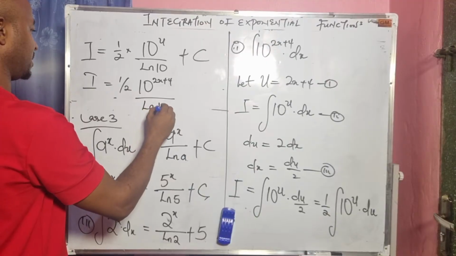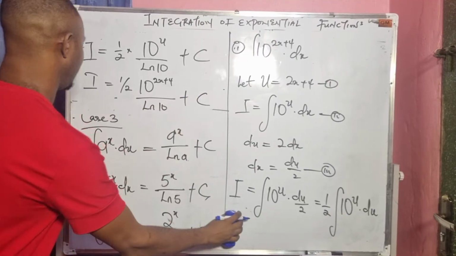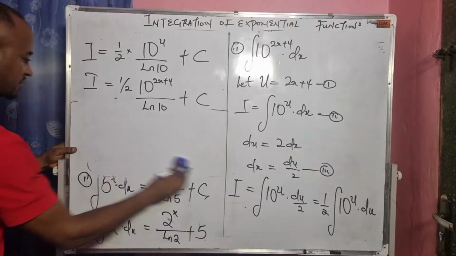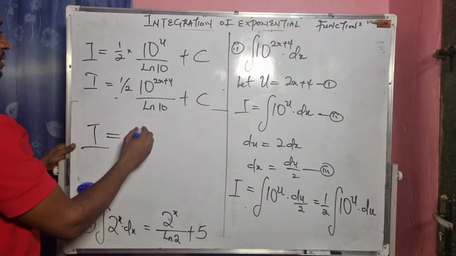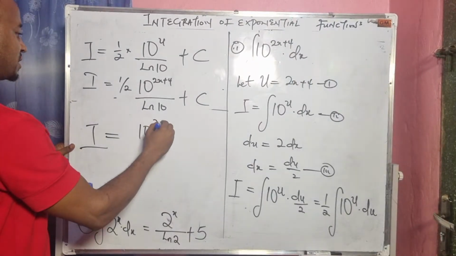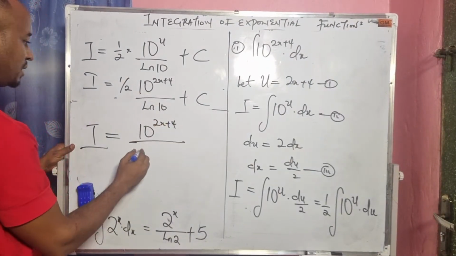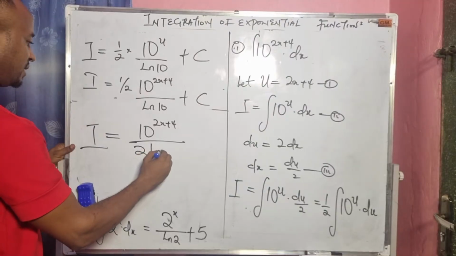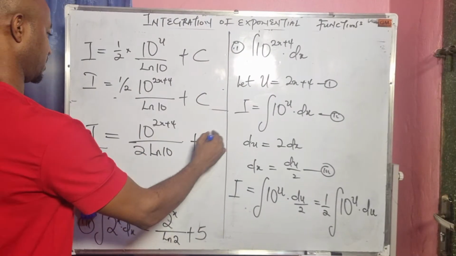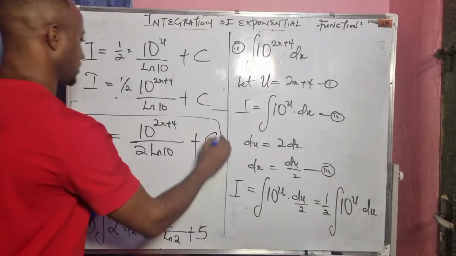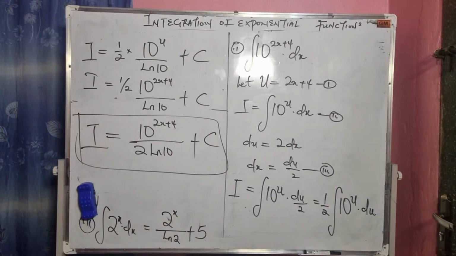Plus c. A better way to express this becomes I equals 10 to the power of 2x plus 4 over 2 ln 10, plus c. This is the better way to express this. Are we seeing it now? Okay. That is just the final answer to this.